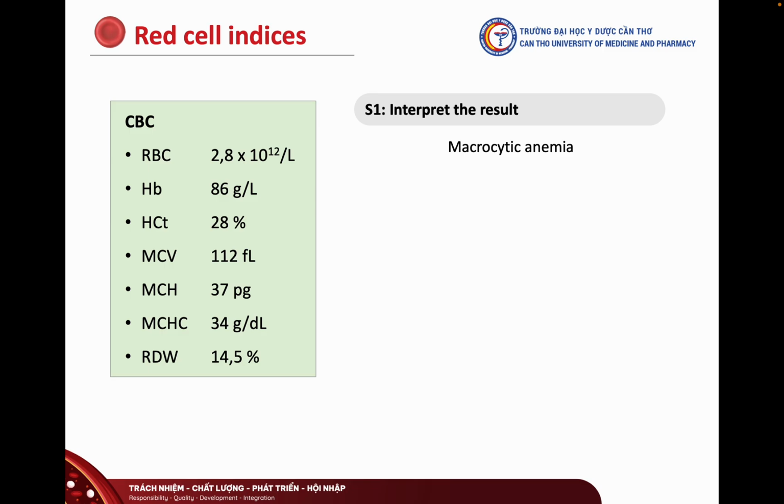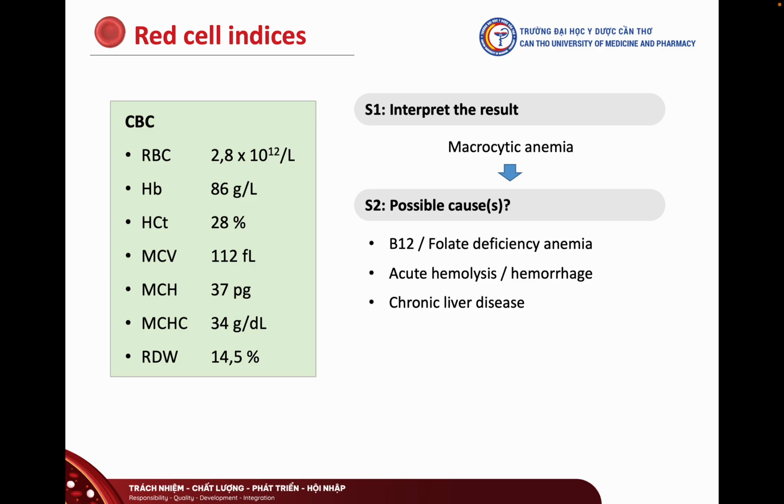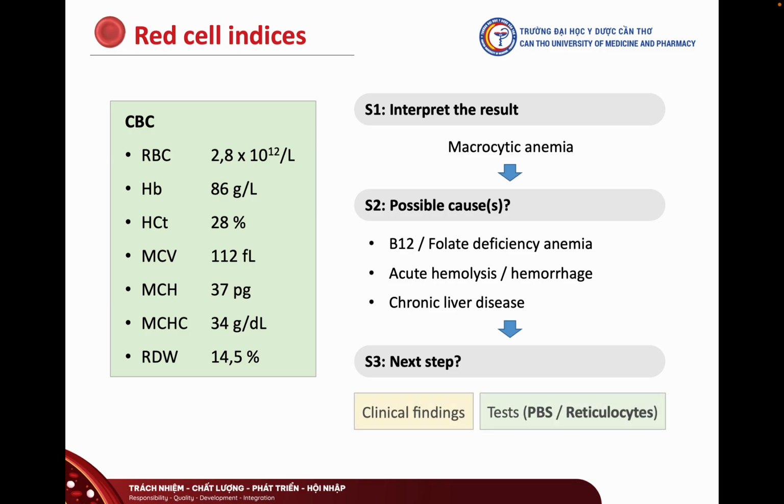Okay, and whenever we see macrocytic anemia, there are a few key causes we need to consider: vitamin B12 or folate deficiency, reticulocytosis due to acute hemolysis or recent bleeding, or even chronic liver disease. So what is the next step? We don't stop at the numbers. We need more context. Check the clinical features. Then recommend further tests, especially a reticulocyte count and a peripheral blood smear. They can really help us differentiate between the causes. We will talk about how to interpret those in the next slide.